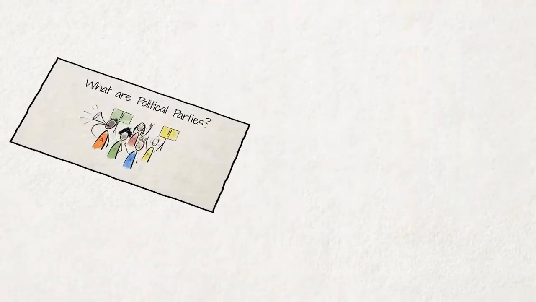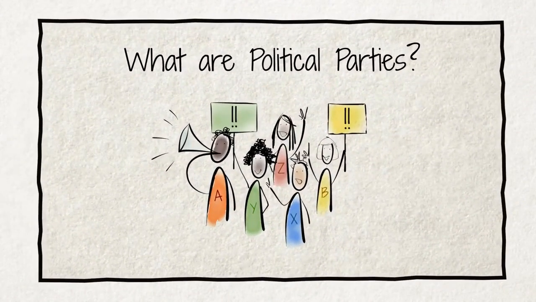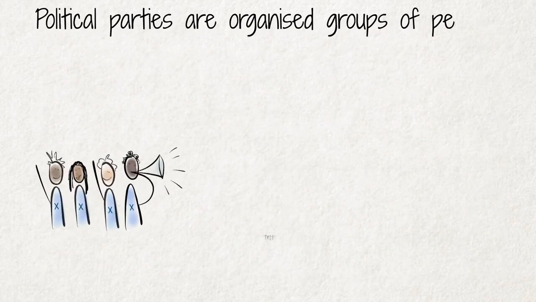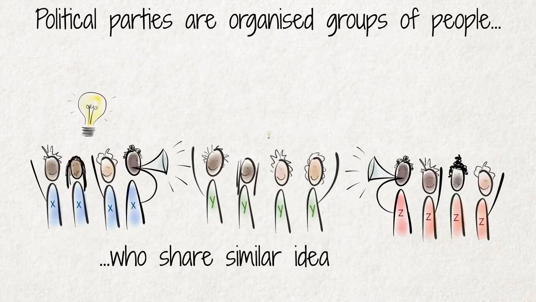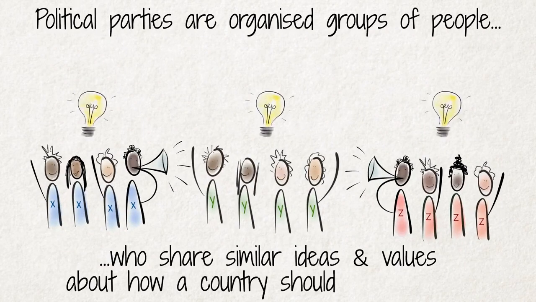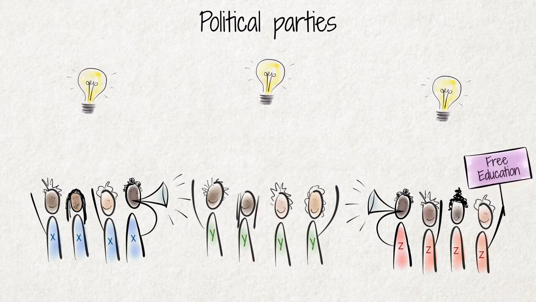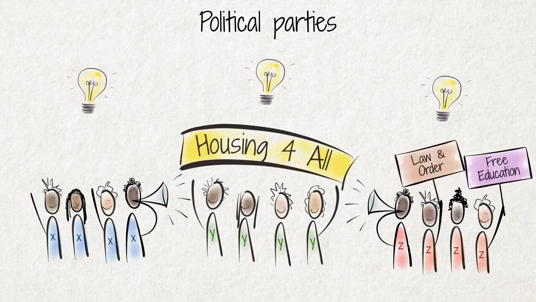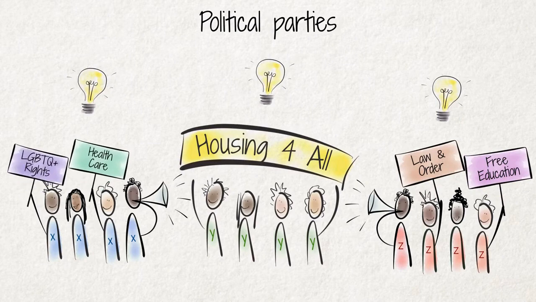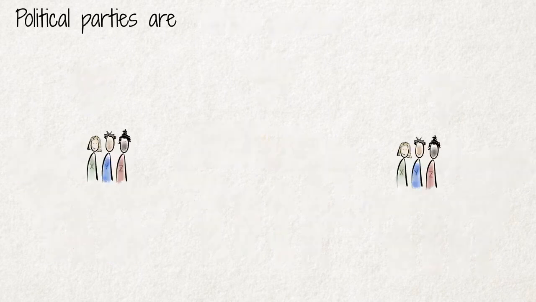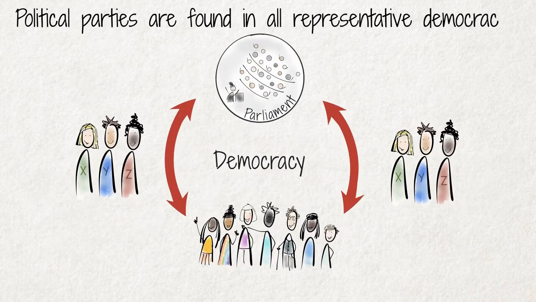In this video, we look at the role and functions of political parties in a multi-party democratic system. Political parties are organized groups of people who share similar ideas and values about how a country should be governed. Political parties provide vehicles for citizens to come together to campaign for public office and to express their interests, needs, and aspirations for the society they live in. Political parties are found in all representative democracies.